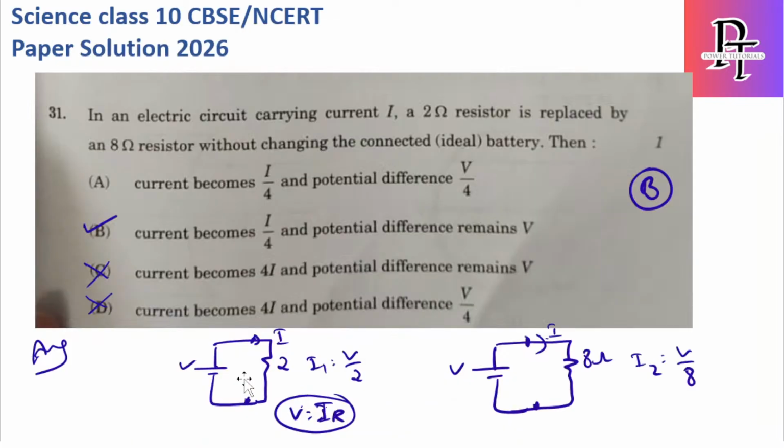And the second question: in the electrical circuit, the 2 ohm resistor is replaced by an 8 ohm resistor. What will change with respect to the ideal battery? Since an ideal battery is mentioned, the voltage will not change, so the potential difference remains the same, whereas for the current we need to use Ohm's law. Ohm's law states that V is equal to IR. So if resistance now becomes 8, then I becomes V by R, which is V by 8. So V by 2 becomes V by 8. So current becomes 1 by 4th of the previous value.